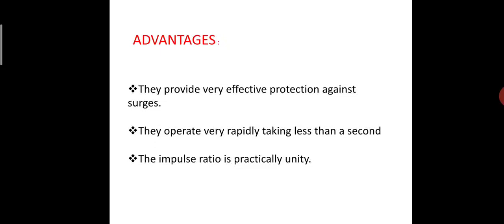Valve type lightning arrester advantages. They provide very effective protection against surges. They operate very rapidly, taking less than a second. The impulse ratio is practically unity.